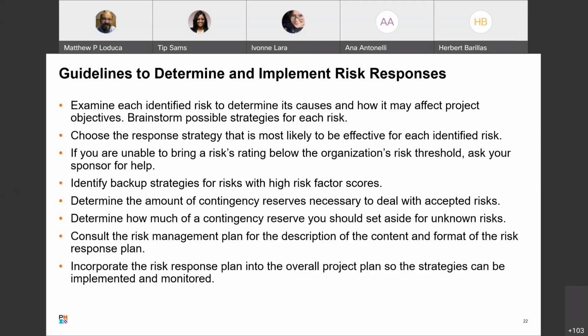Any questions about the guidelines to determine and implement risk responses? You said what did you say about bullet number 6? You said it's not really contingency. 1, 2, 3, 4, 5.